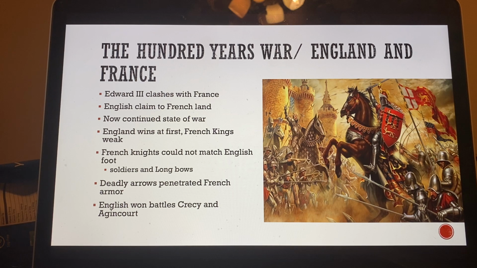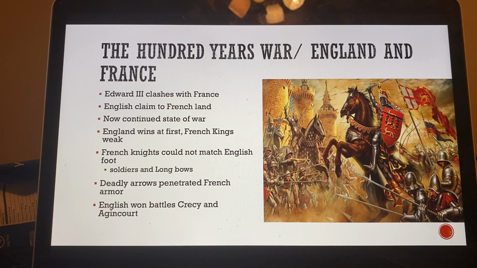So now we have this continued state of war over the land. At first, England wins. In the first part of the 100 years, England is winning and beating these French kings. The French kings could not even match the English foot soldiers at all. The foot soldiers had long bows and were shooting these bows, and France was totally being defeated. If England would have won the 100 Years' War, it would have controlled all of France, even today.